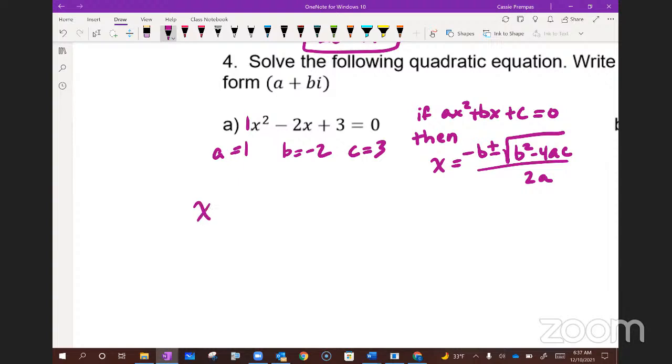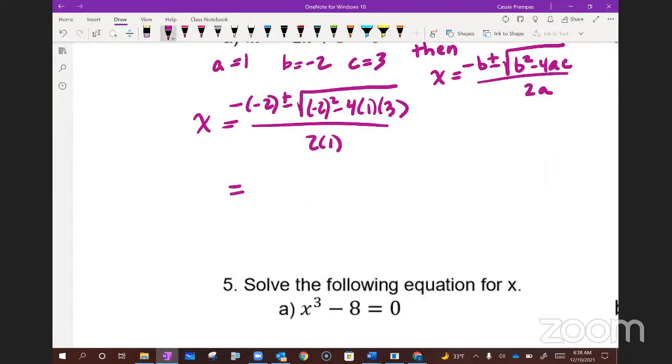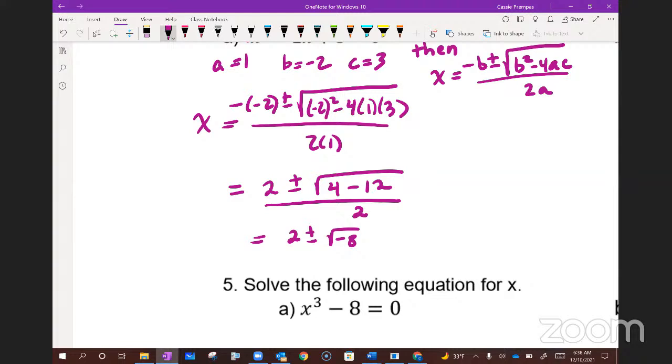And then I pop these pieces in. x is equal to the opposite of b, plus or minus square root of b squared. So that's negative 2 squared minus 4 times a times c all over 2 times a. And then I start simplifying. Opposite of negative 2 is 2, plus or minus square root of 4 minus 12 all over 2. And then 4 minus 12 is actually negative 8.